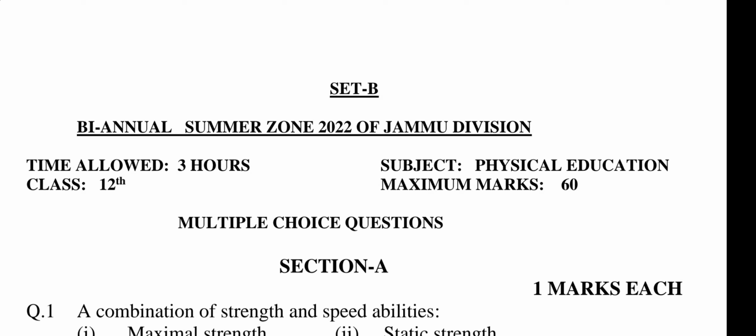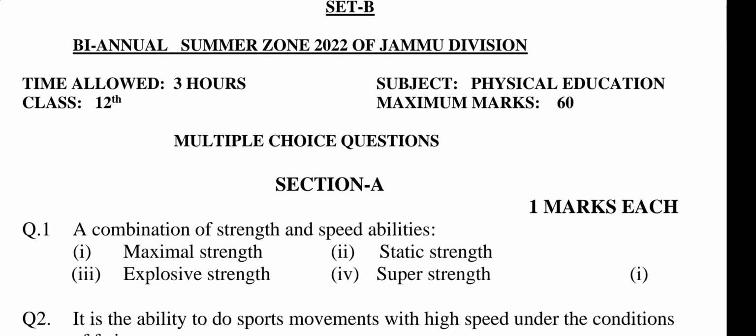Hello dear students, today I am going to solve the question paper of physical education for class 12th, Part 2, for the session biannual 2022 summer zone of Jammu division. I hope that the solution of this question paper is helpful for the students of Union Territory of J&K. Time allowed 3 hours. Subject physical education, class 12th.